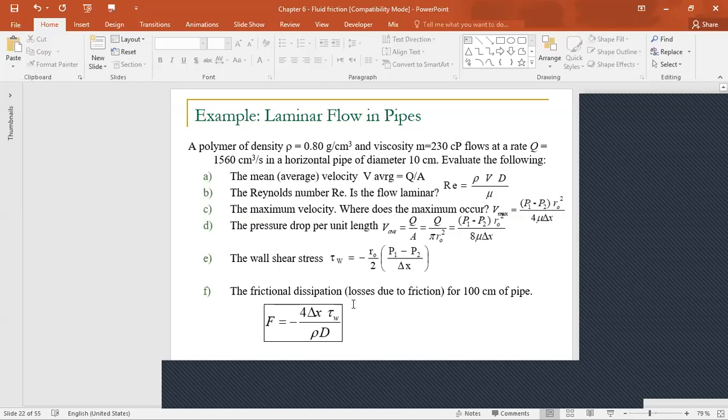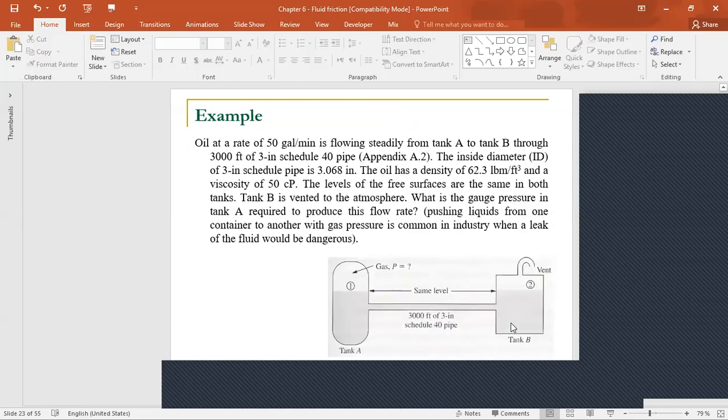And finally, he's asking for the frictional dissipation or frictional loss for 100 centimeter of the pipe. Notice here he's specifying the length delta X. So the delta X we'll use here is 100 centimeter, and we'll use this equation because, of course, we calculated TW in section E. So this is a plug and chug kind of problem, direct substitution of numbers, and you will have the results. Okay, we'll get back to this example later.